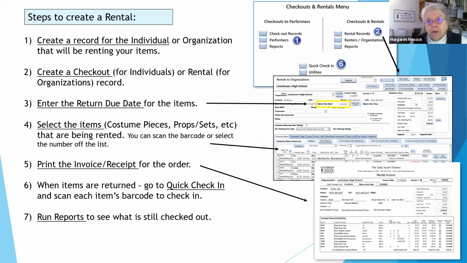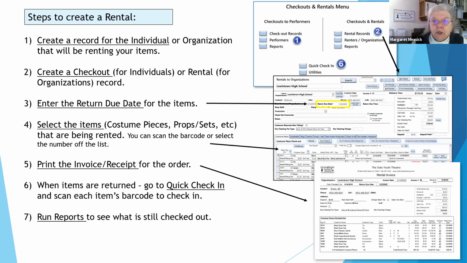And you can do a rental. Now there's several steps to doing a rental. It looks like there's a lot here, but it really is pretty straightforward. So the first thing you're going to do when you do a rental is you're going to create a record for the person, like could be a member of your theater family or another organization. So you're going to create a record for them.